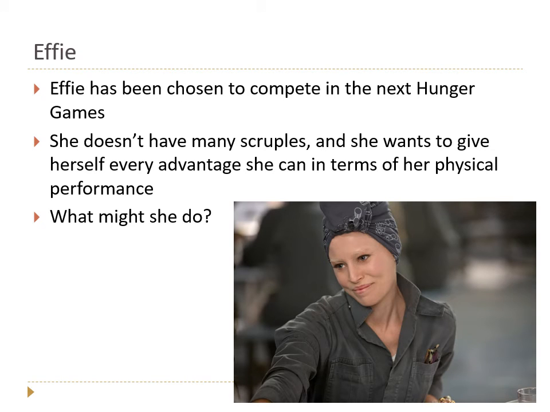What about Effie? So she's going to be in the next Hunger Games, and as you know, she doesn't have very many scruples. She's not very ethical. So she wants to give herself every advantage she can in terms of her physical performance. So what might she do? Right, so this one's pretty straightforward. We just talked about this. So she might go to some place that's really high altitude and start doing her training there.